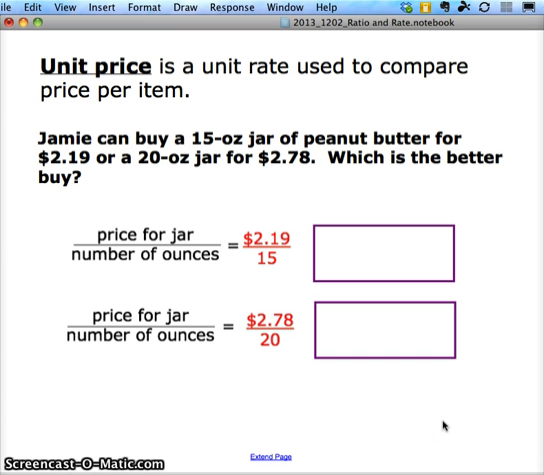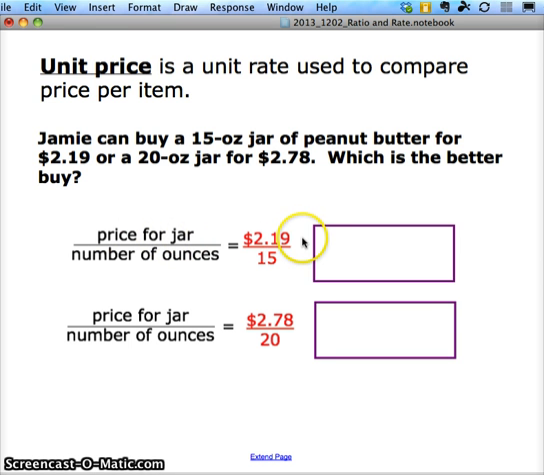Similar to a unit rate is a unit price. Same idea. We've got two different kinds of information. In this case, the price of an item and the number of ounces that are in that item. So when we're doing a unit rate for a unit price, we're comparing one unit of that item to the price. So the unit is always on the bottom, the price is always on the top. A unit price always has the dollar amount on the top.